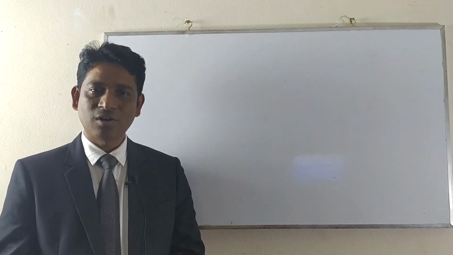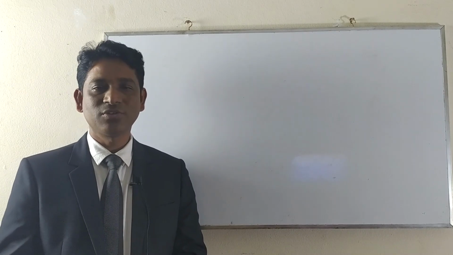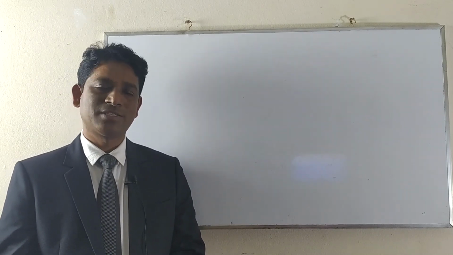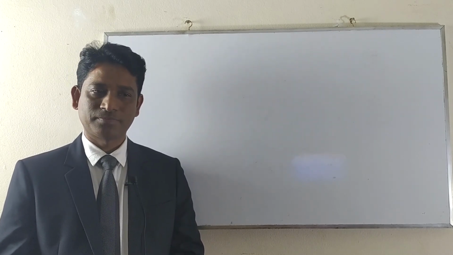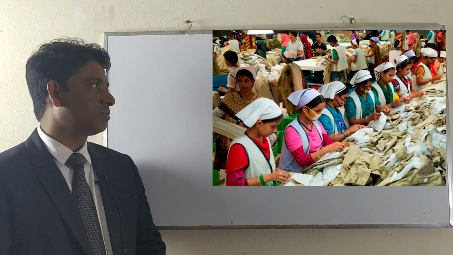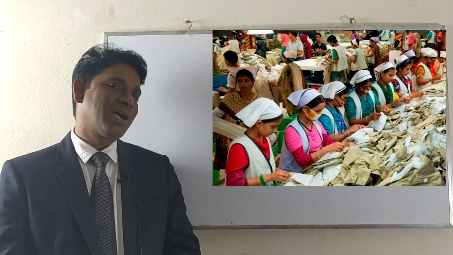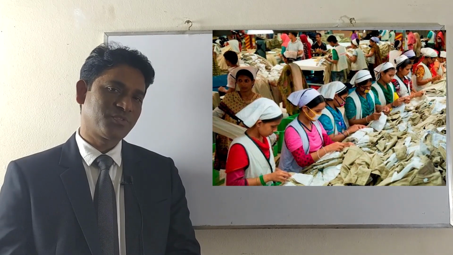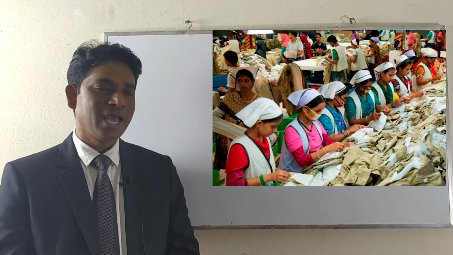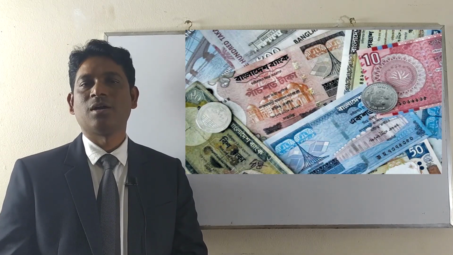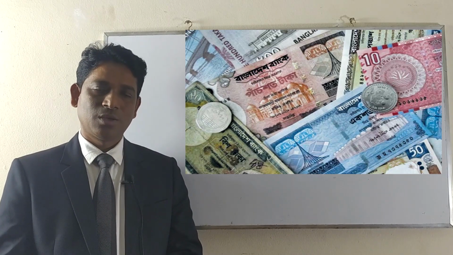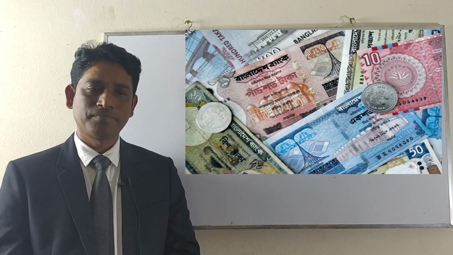But now, time for the new lesson. Before going to the new lesson, I'll show you 2 pictures. Then you have to guess what will be today's topic. Look on the board. Here is a picture of a garments factory, right? So you have to think, what will be our today's topic? I'm showing you another picture here. Yes, the picture is about money, economy, right? So now, can you guess what will be our today's topic?